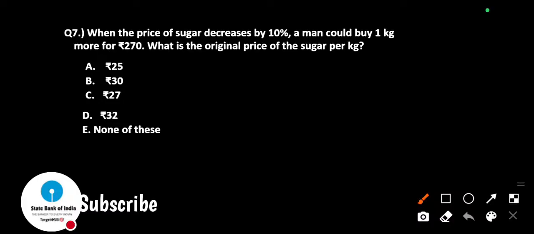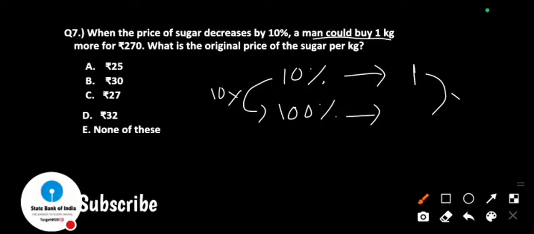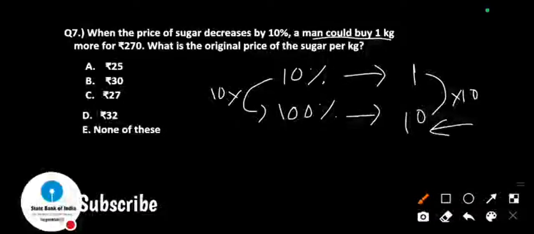When the price of sugar decreases by 10%, a man could buy 1 kg more. So what if at 100%, how much can he buy? It will be 10 times, so he can buy 10 kgs. This 10 kgs he can buy at a price of 270 rupees.